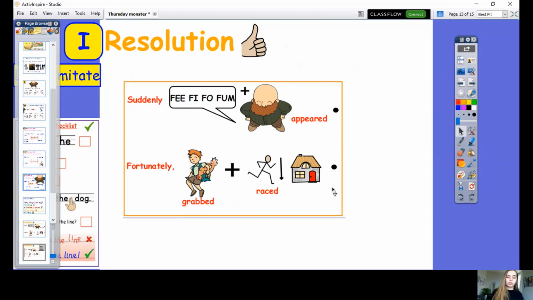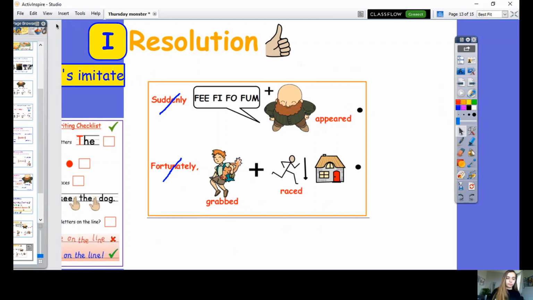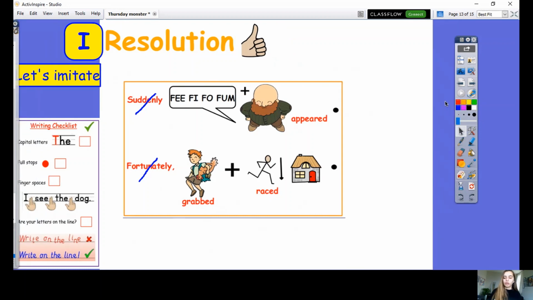So here I have my story map to help me. I'm going to cross out both our sentence starters. Suddenly, unfortunately, so I'm not using that. And then I can use everything else to help me. And I've got my vocabulary list. Once I've finished my resolution, I will then use my writing checklist to help me. So off I go writing my resolution.